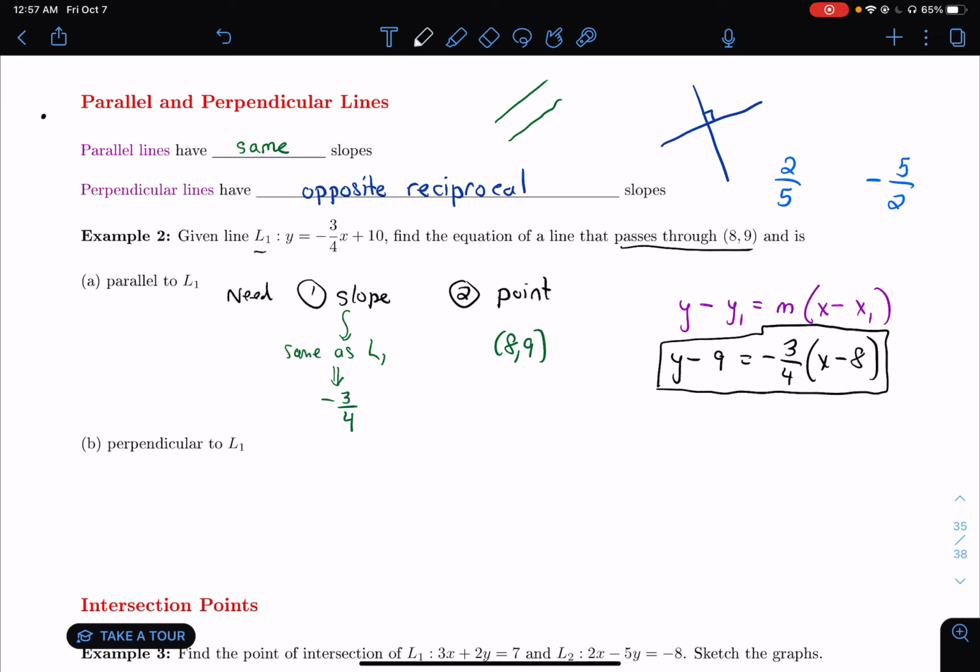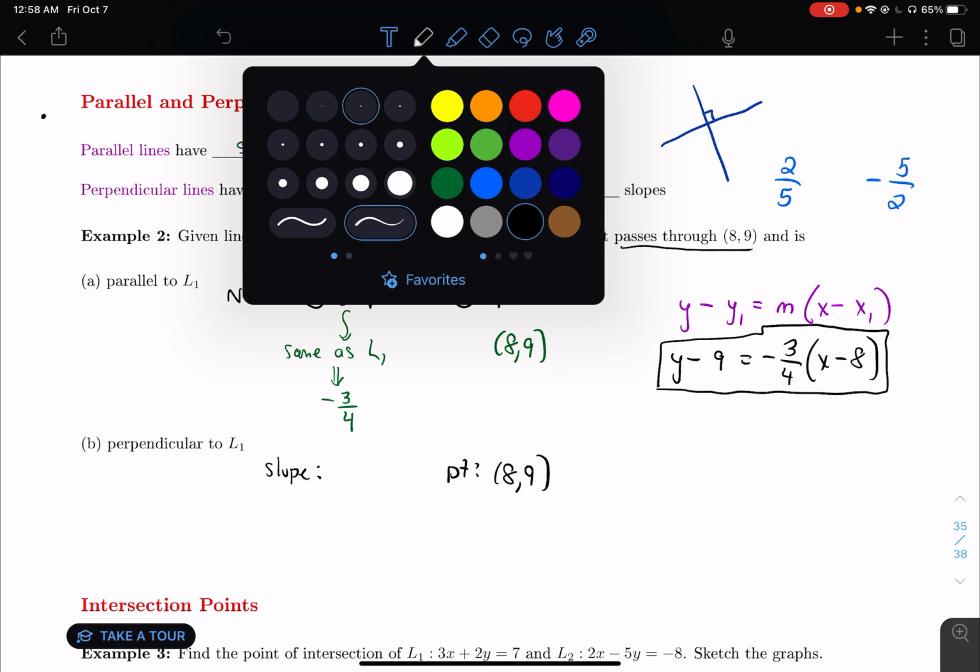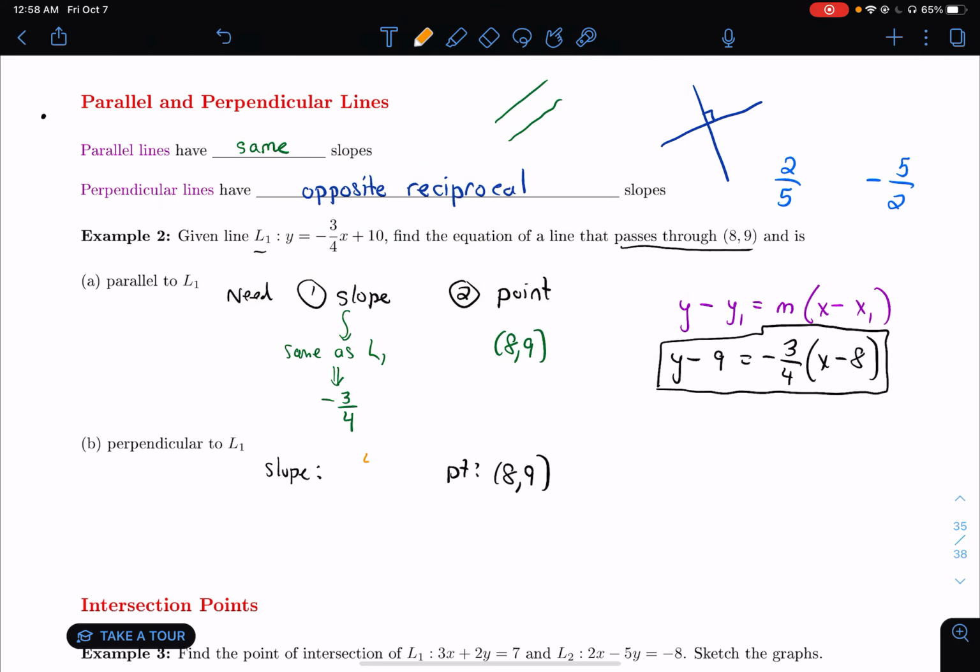Now let's find the equation of a line that passes through 8, 9, and now I want it to be perpendicular to L1. So again, I'm going to need a slope of my line, and I'm going to need a point. My line is still going to pass through 8, 9, so the point is not bad. It's still 8, 9. But the slope is now going to be the opposite reciprocal of the slope of L1 because my lines are perpendicular. So if I take the reciprocal, I get 4 over 3, and then I have to make the sign the opposite. That was a negative, so this sign is going to be positive 4 over 3.